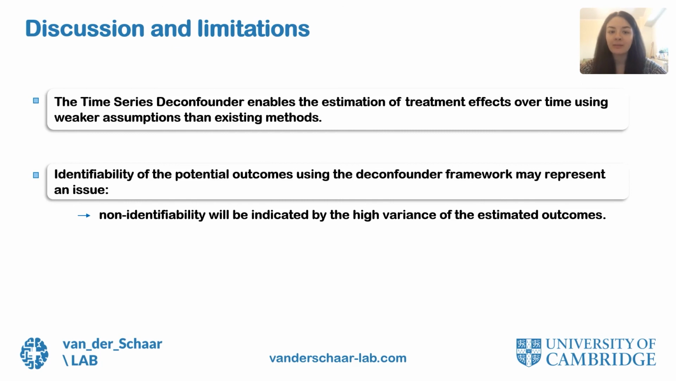However, identifiability of the potential outcomes using the deconfounder framework may represent a problem. When this is the case, the uncertainty in the potential outcomes can be used to assess the reliability of the time series deconfounder. In particular, when the treatment effects are non-identifiable, the estimates of the time series deconfounder will have high variance. And future work can explore developing a theoretical understanding for the identifiability of causal effects when using the time series deconfounder in the multi-cause longitudinal setting.